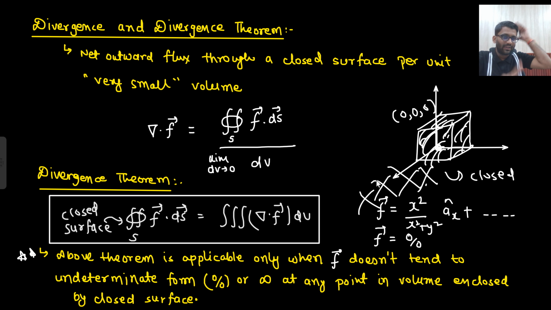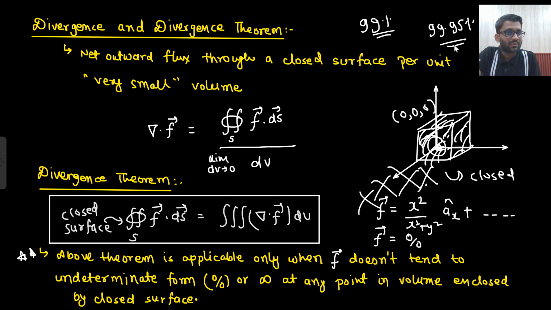We will take examples like that. At that time you will forget it. 99% of the students will forget that I need to check this condition as well, because in 99.95% of the problems this theorem will be applicable, but there are 0.05% of the problems where the theorem will not be applicable. So what are the conditions? Two conditions.